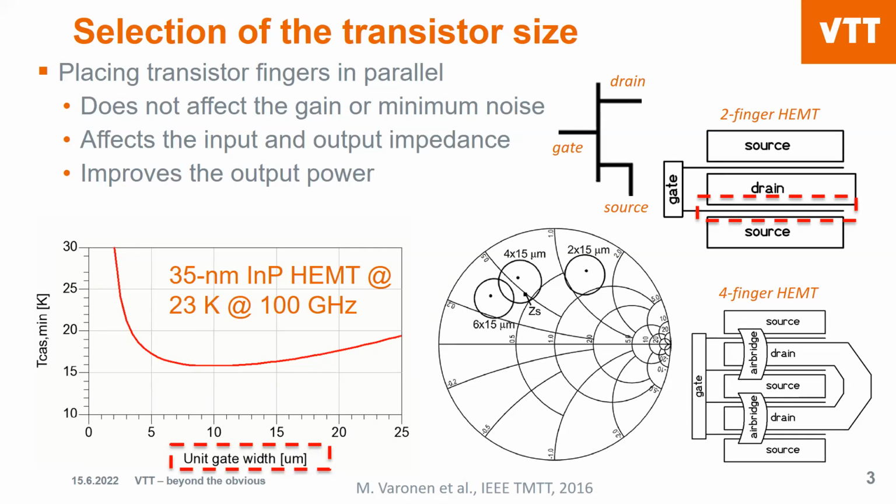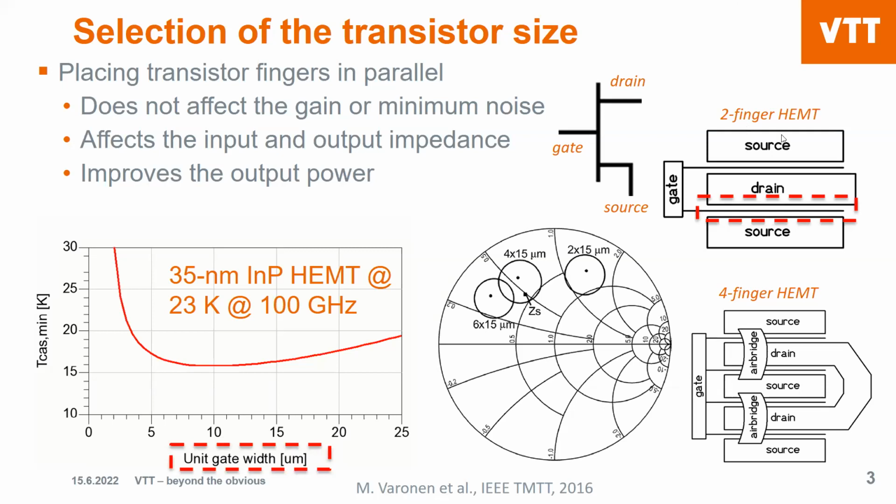On the left hand side in this figure, I have plotted a realistic transistor model that we have been using designing LNAs at JPL at NASA. And on the x-axis, you have a unit gate width for a transistor. And on the right hand side, you can see how an actual transistor is formed. So it's a top down figure of a transistor. On the left hand side, you have a gate.